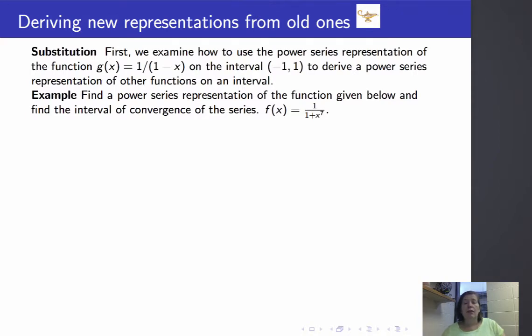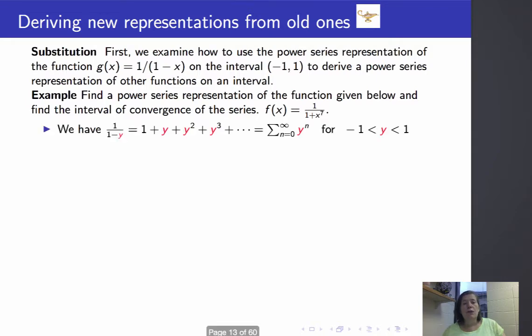In particular, the function we just mentioned, f of x equals 1 over 1 plus x to the 7, we can easily derive a power series representation for this using our knowledge of the geometric series. We're going to first start with a technique called substitution. So I know that 1 over 1 minus y equals 1 plus y plus y squared plus y cubed, etc., for y between minus 1 and 1. So 1 over 1 minus y is the sum of y to the n running from 0 to infinity, for values of y between minus 1 and 1.